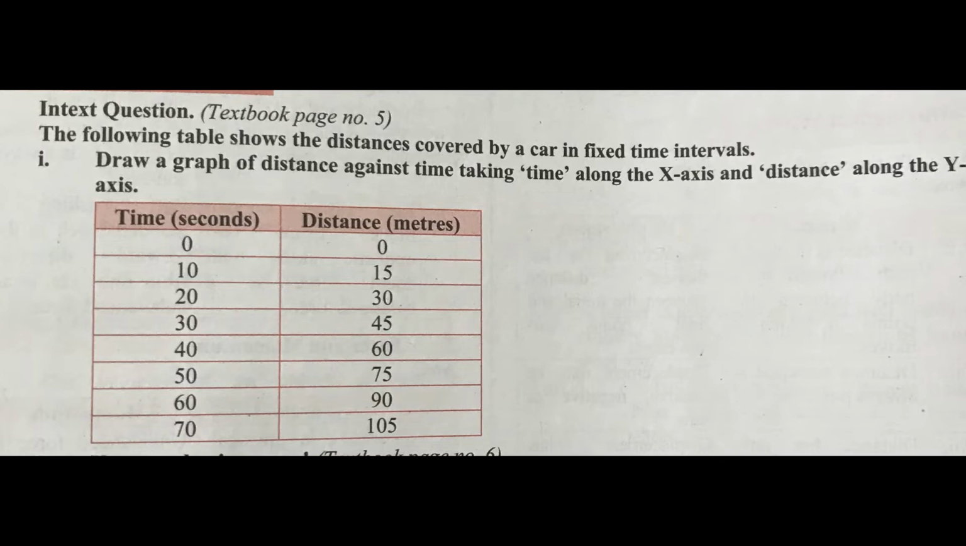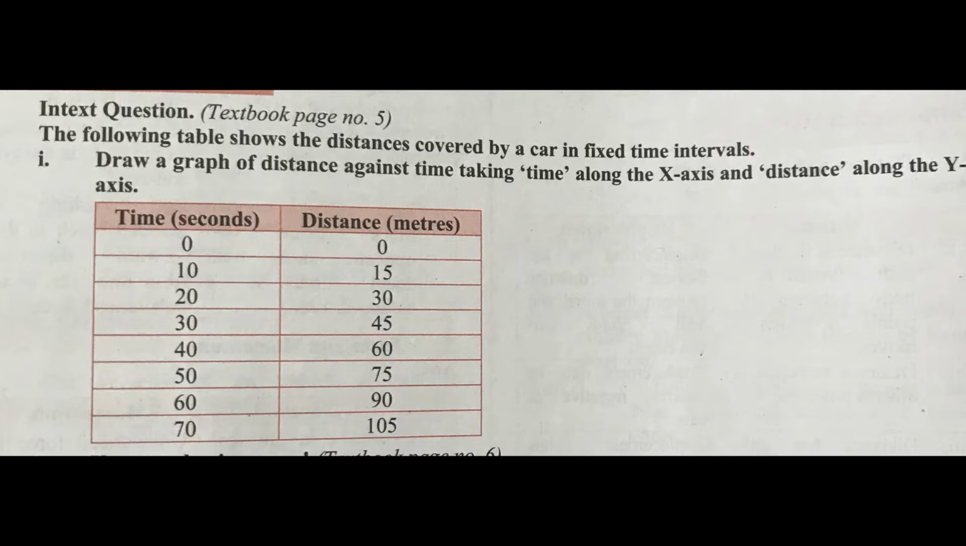Now what is the difference between 30 and 15? It is 15. Now the next value is 45. What is the difference between 45 and 30? It is 15. The difference between 45 and 60 is also 15. And what is the time interval? The time interval is 10 seconds. 10, 20, 30, 40, 50. It is 10 seconds. And distance is increasing by 15 meters. So that means it is uniform motion.